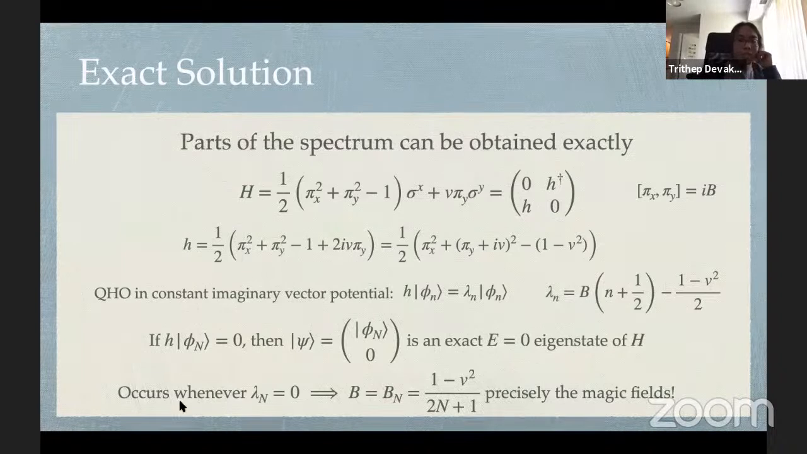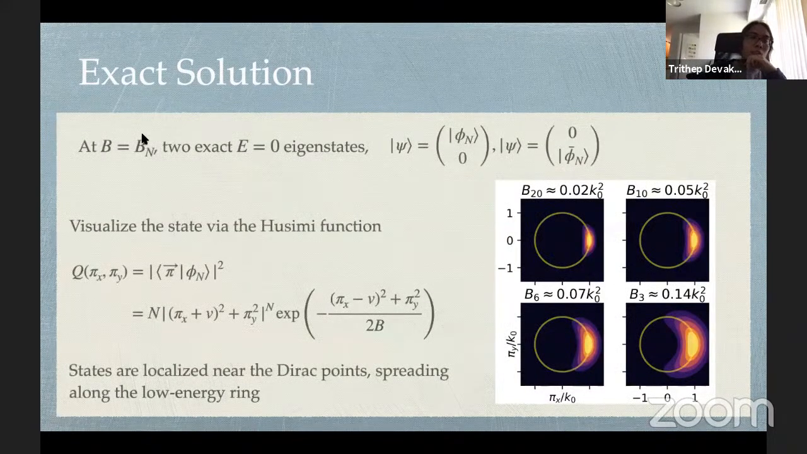So when does this happen? This happens whenever we have a 0 eigenstate of little h. So solving whenever lambda n equals 0 as a function of field, you find that this happens whenever the field is given by B equals Bn, which is exactly the formula we derived for the magic fields. So the big H only has 0 energy eigenstates whenever B is at these particular values. Right. So at the magic field Bn, we have 2 exact E equals 0 eigenstates, and they're given by this form.